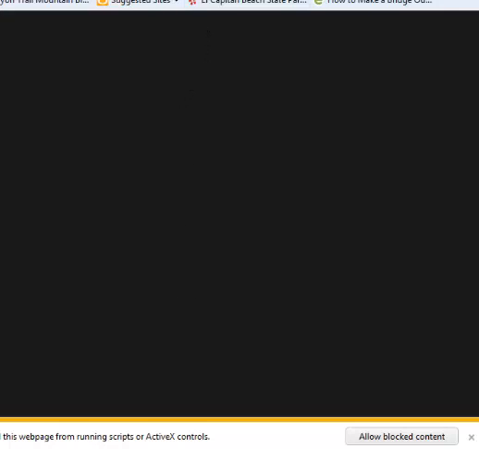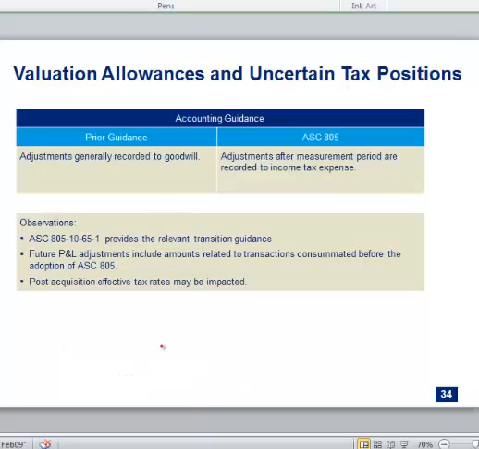Oh my gosh, I just did that. The credit side of the entry is going to be to book a liability. The question is, what is the debit side?